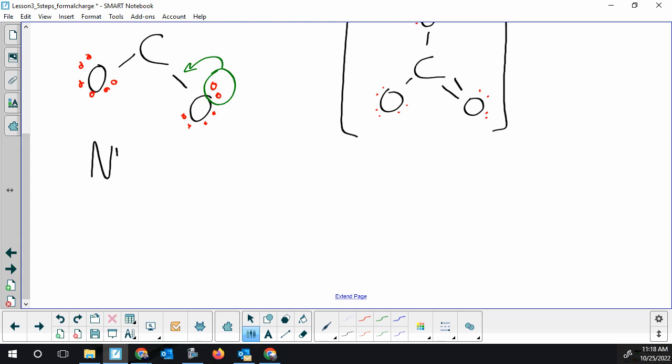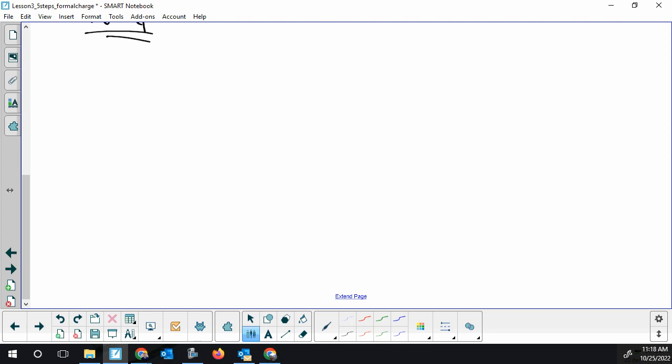So I'll do, there's not many positive molecular ions, but this is one of the very few. Ammonium. Ammonia is NH3, ammonium is NH4. And I can run through the steps quickly, so it makes a nice example. So we've got to count the valence electrons. So we've got nitrogen, we've got hydrogen, and then we have that charge to factor in.